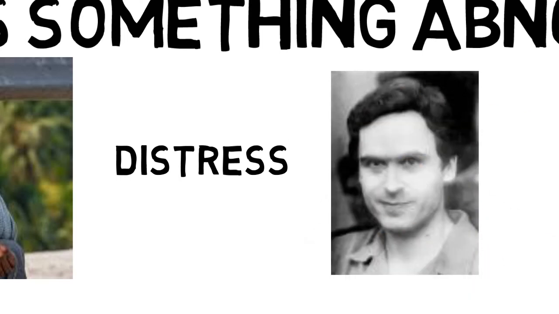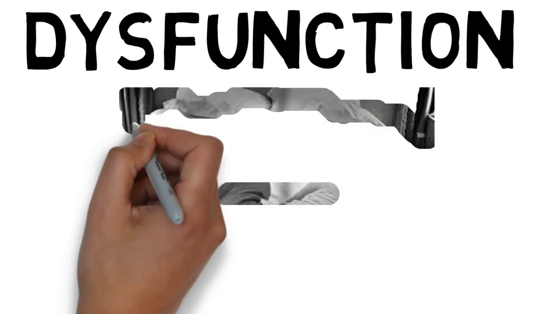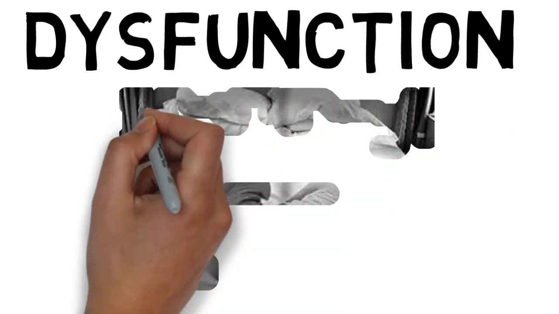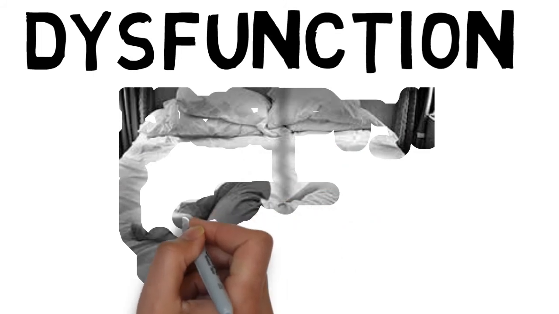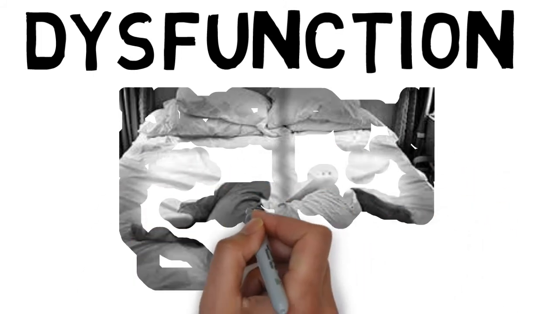A third general criterion is dysfunction. If a set of behaviors prevents the person from functioning in daily life, then it might be labeled as abnormal or might end up being labeled as a mental health problem. Again, using depression as a good example. People who are depressed often become completely non-functional.